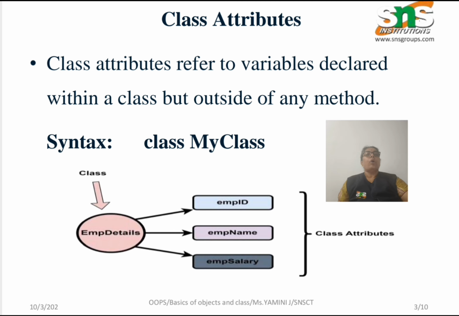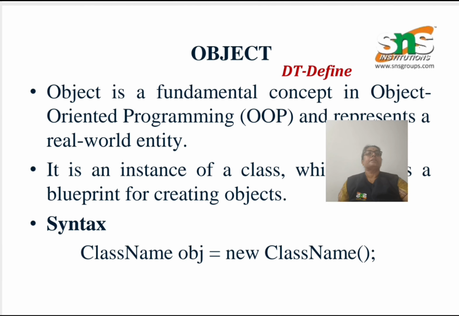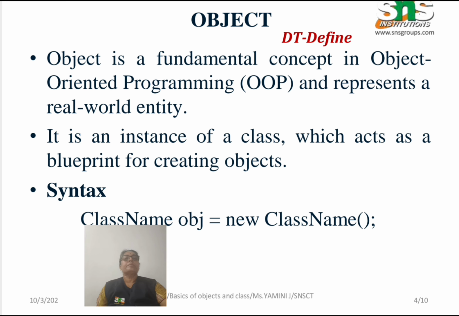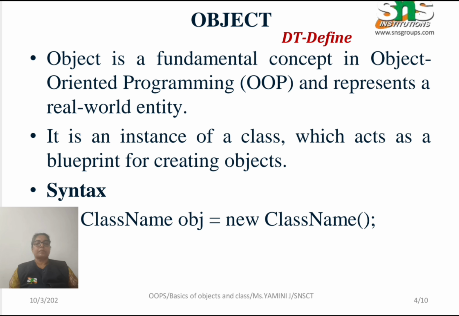Next one, object concept. Next, let us understand what an object is. An object is a fundamental concept in object-oriented programming. It represents a real-world entity. In simple terms, an object is an instance of a class. If a class is the blueprint, then the object is the actual product created using that blueprint.